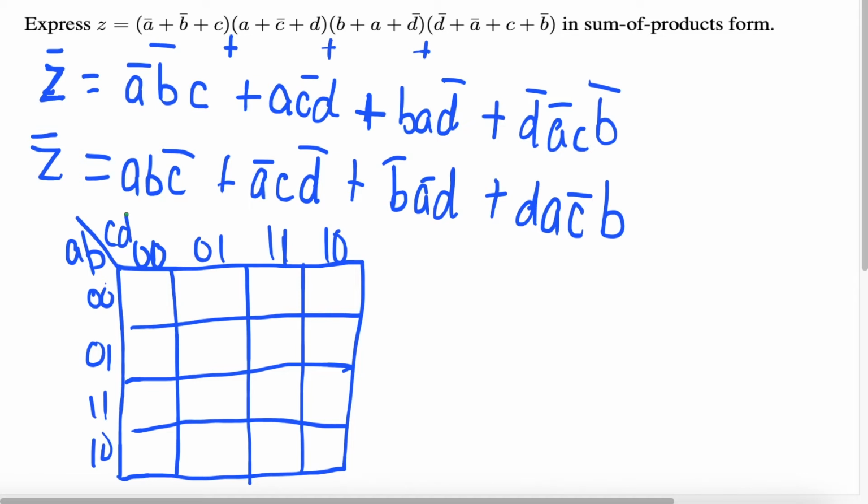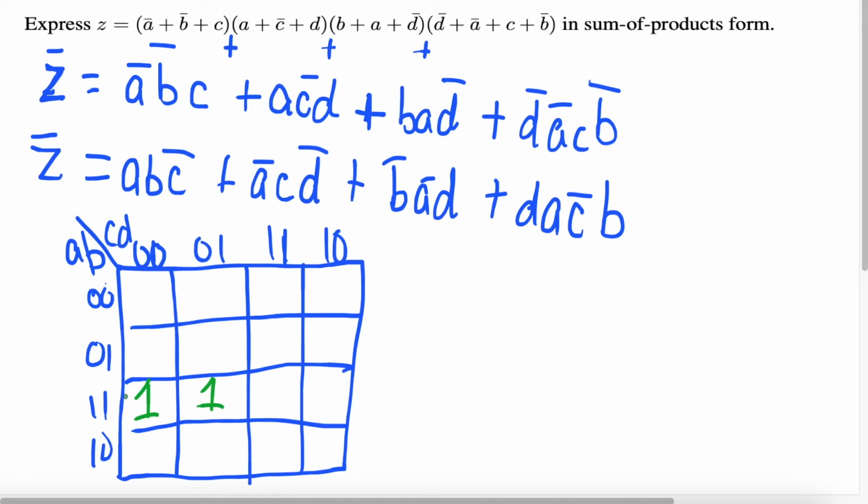So if we look at A, B, C bar, we're saying that it equals 1 when A and B are both equal to 1. So when A and B are both equal to 1 in the third row, and then we have a 1 here when C is equal to 0. We see that C is equal to 0 in the first column and the second column. So if we look at the third row and the first two columns, we can put a 1 here to represent the first part of the equation.